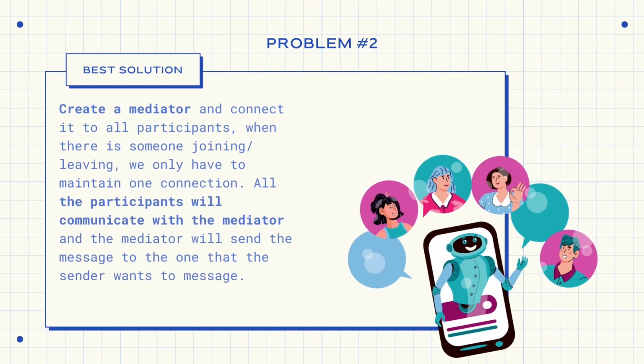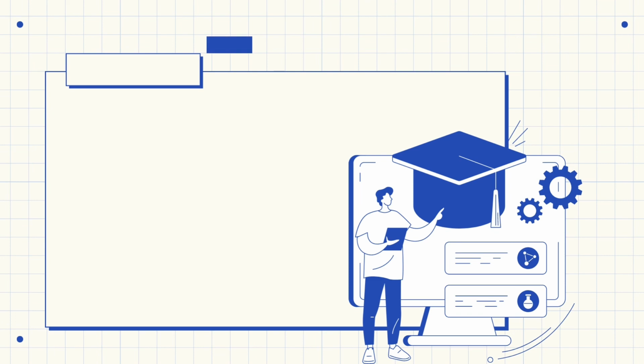So the best solution is to create a mediator and connect it to all the participants. So when there is someone joining or leaving, we will have to maintain one connection, and all the participants will communicate with the mediator. The mediator will send the message to the one that the sender wants to message.